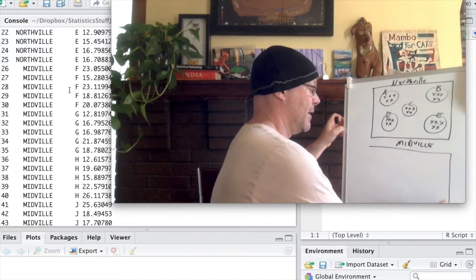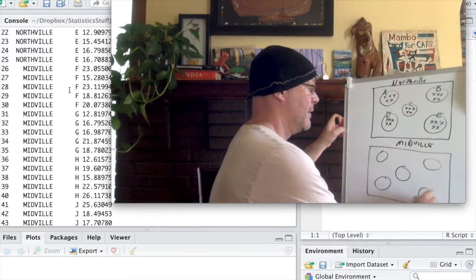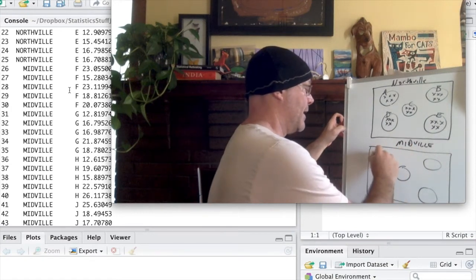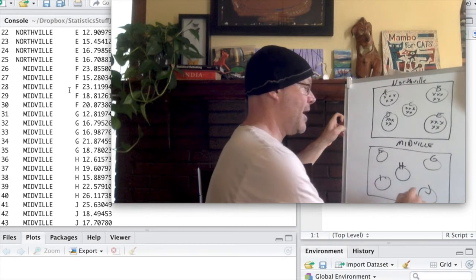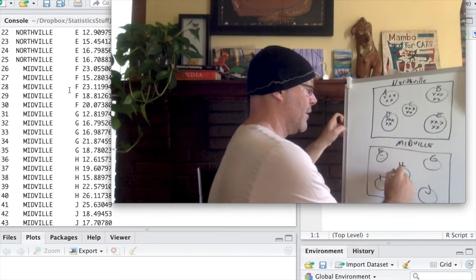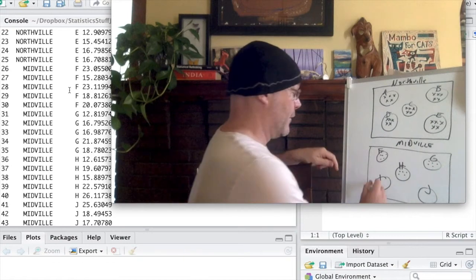And likewise, if we look at our data here, we go to Midville, and it similarly would have 5 families in it. Here the 5 families would be family F, G, H, I, and J. And then within each of those, we have 5 observations, and so on and so forth.